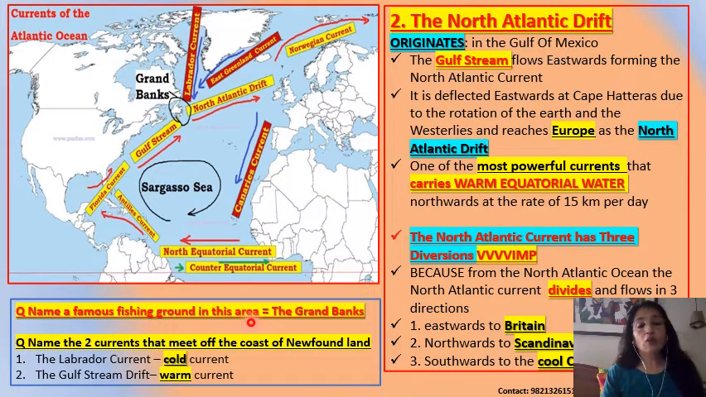Name the famous fishing ground in this area. The Grand Banks, this part is called the fishing grounds in this area. This area is called Newfoundland, just above the fishing banks, the Grand Banks.